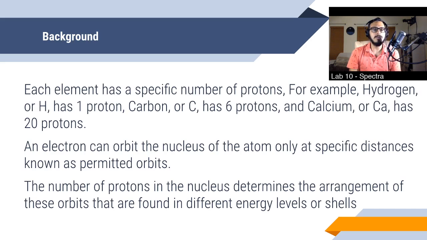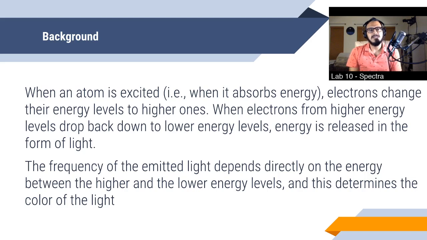An electron can orbit the nucleus of an atom only at specific distances known as permitted orbits. The number of protons in the nucleus determines the arrangement of these orbits that are found in different energy levels or shells. When an atom is excited, specifically when it absorbs energy, electrons change their energy levels to higher ones. When electrons from higher energy levels drop back down to lower energy levels, energy is released in the form of light. The frequency of the emitted light depends directly on the energy between the higher and the lower energy levels, and this determines the color of the light.